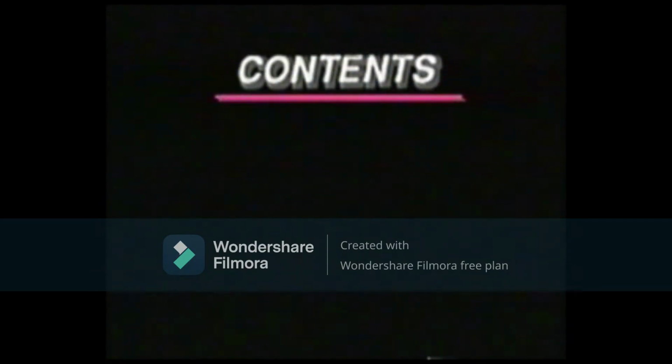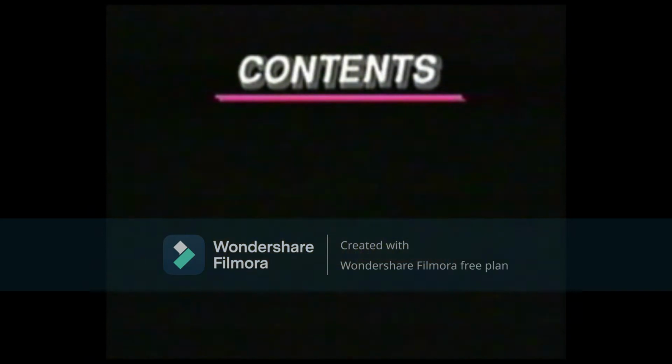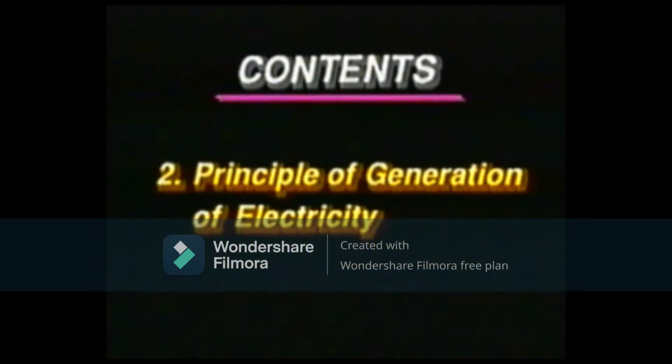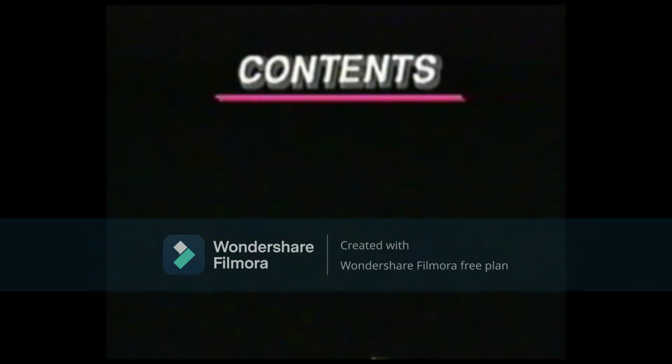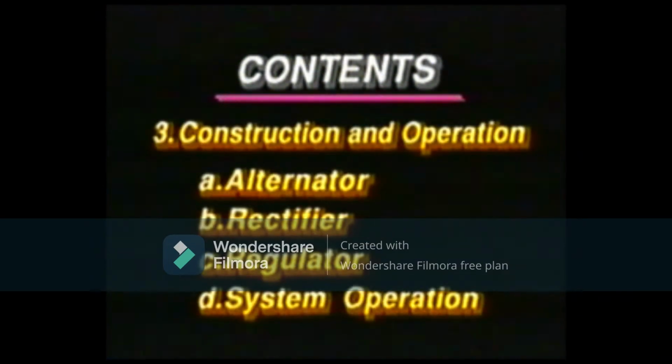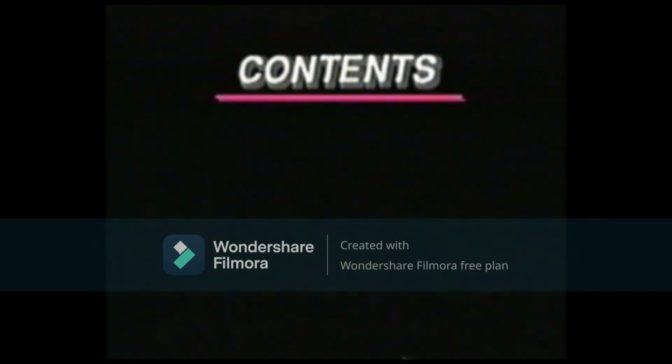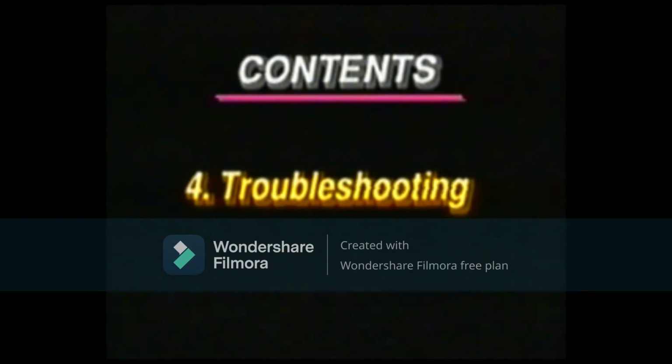In this video, we will take a look at the relationship between the power supply and electrical load, the principle of the generation of electricity, the construction and operation of the main components of the charging system, and how to troubleshoot the system.